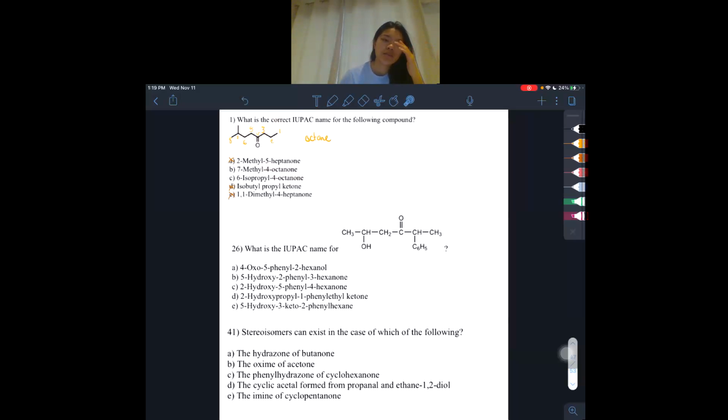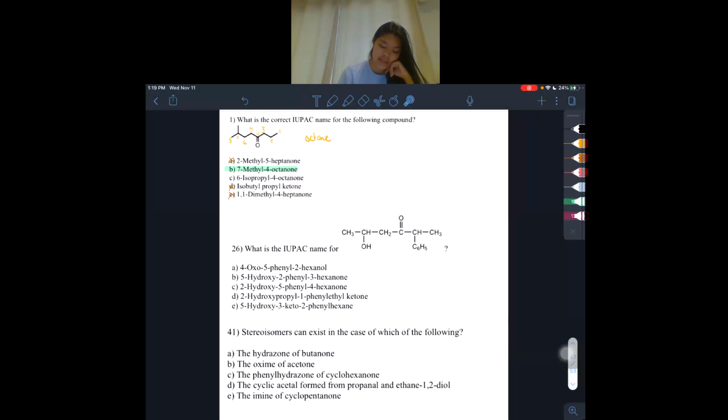That was a little confusing, but basically, since we're including these 3 carbons here, we're not going to be able to call this part an isopropyl. So basically, these carbons are included in the base chain of the octane. So we would not call it an isopropyl. We would instead just call it an octanone with a methyl. So it will be 7-methyl-4-octanone.